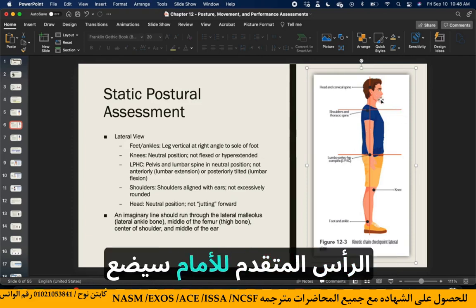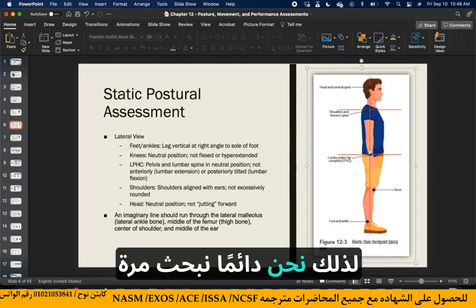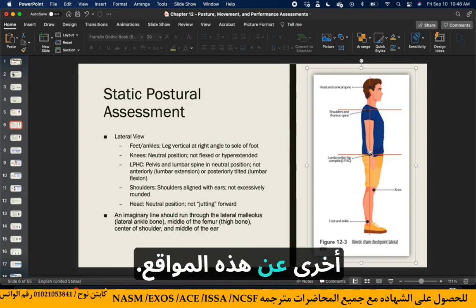Depending upon where individuals are in their posture, you might have a forward head. A forward head is going to put your shoulders out of alignment. It's going to put your hips, knees, and ankles out of alignment. So we're always looking again for these locations.